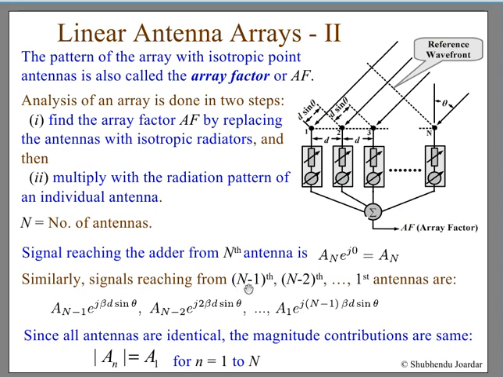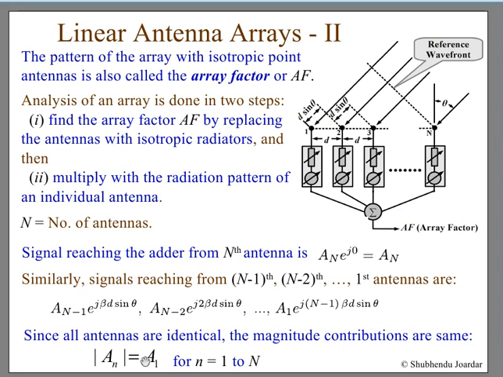Similarly, the signal reaching from the (n-1)th antenna, the next antenna it will hit after some time, will be A_(N-1), the antenna before this, which is hit after this one. This phase will be e to the power j beta d sin theta. The next antenna will be hit and the phase will be 2 beta d sin theta. The next will be 3 beta d sin theta, and so on. And the final one, that is the first antenna, will be hit with e to the power j (n-1) beta d sin theta.